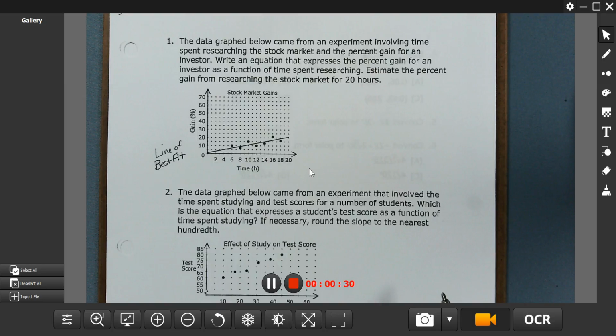Anyway, it says the data graph below came from an experiment involving time spent researching the stock market and the percent gain for an investor. Write an equation that expresses the percent gain for an investor as a function of time spent researching. Estimate the percent gain from researching the stock market for 20 hours.